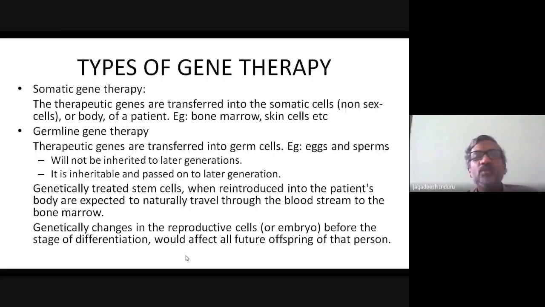So for correction at the molecular level, we need to have therapy. What way we need to do it is based on the sequences, what is going to happen, and what cell we need to attack in the gene therapy. Based on that, it is divided into two types. One is somatic gene therapy, another is germline gene therapy. So what is somatic gene therapy? What is germline gene therapy?